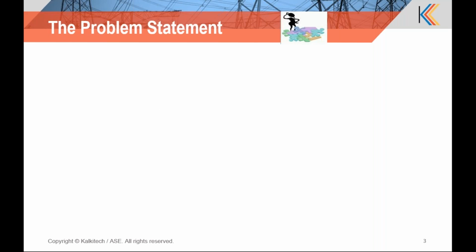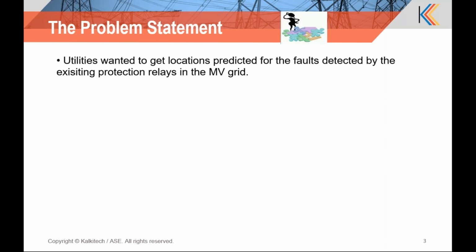So moving ahead with the problem statement. First and foremost, the utility wants the location of the fault predicted for the MV grid. It is a radial network, so it is not as simple as in the case of the transmission network, and we need an extensive algorithm to predict where the fault has occurred.